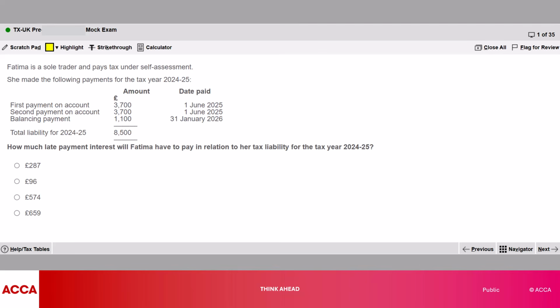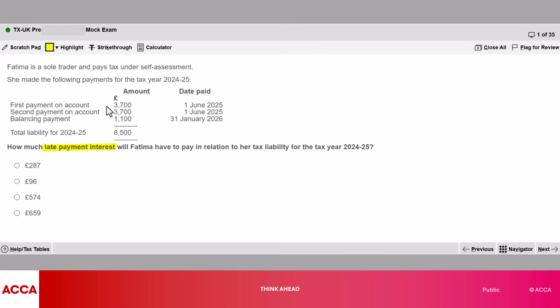So this is Fatima, and this one is all about self-assessment admin. You can usually expect to get several questions in Section A on admin, everybody's favourite topic, and this one is about late payment interest. So we have to calculate how much late payment interest Fatima will have to pay. We're given some details about her payments for the tax year.